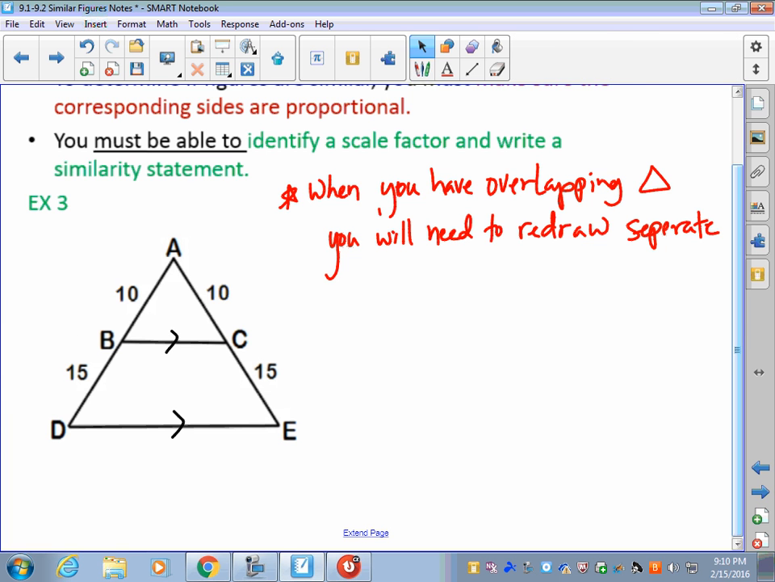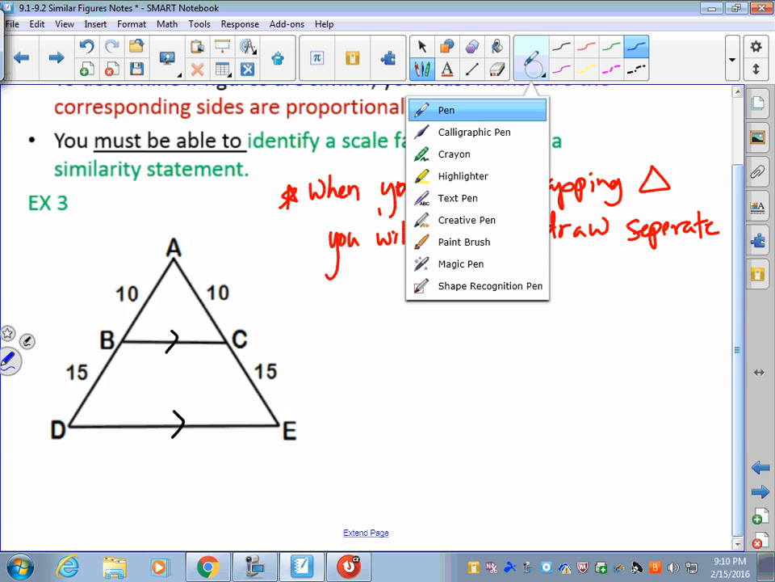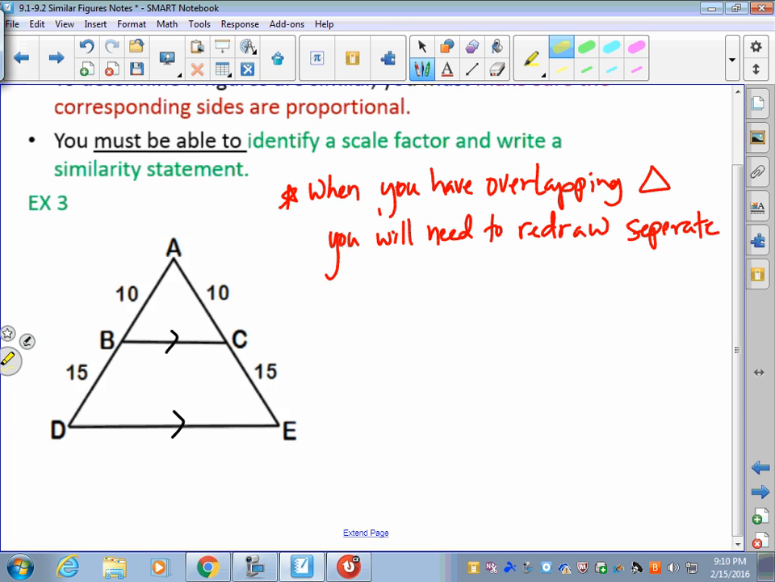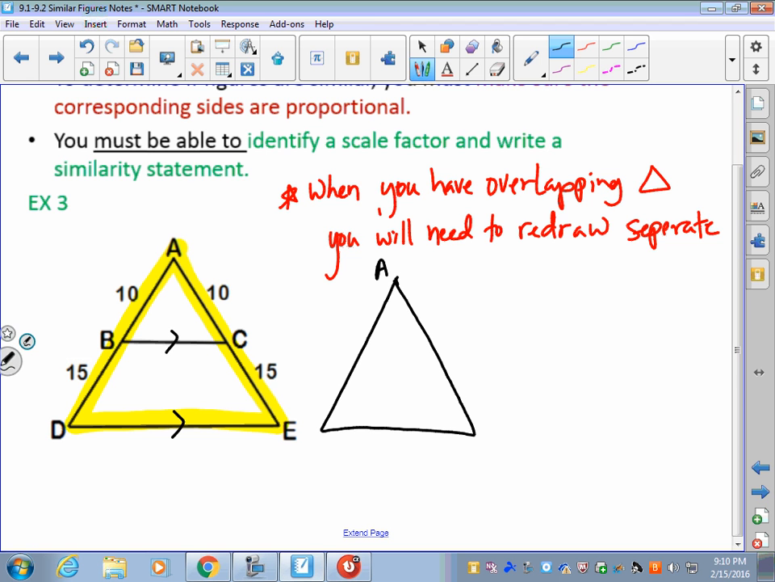Alright, so what I have here is my first triangle, the whole triangle, which is the ADE. So I'm going to redraw that. It's my large triangle. ADE. I'm going to highlight that. Alright. ADE is going to be compared to the small triangle, which is the ABC. Kind of see the colors kind of overlap there.